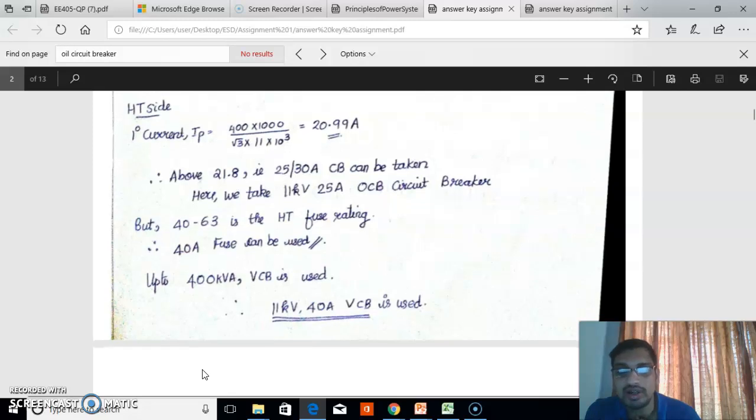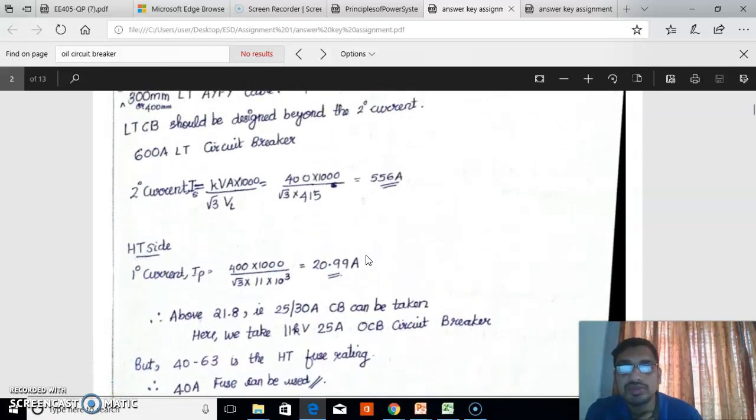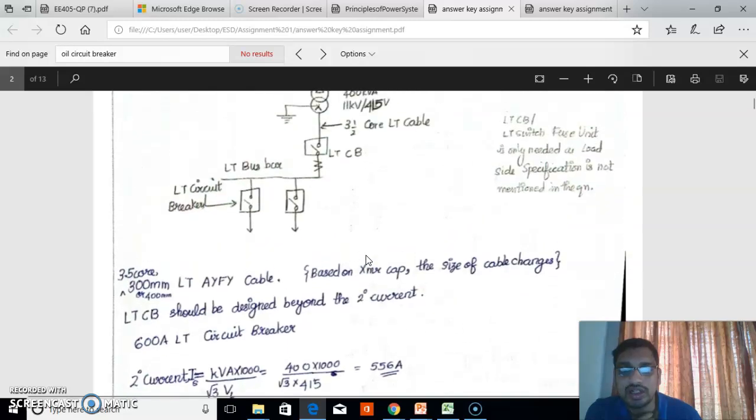One more thing: up to 400 kVA, we can use a VCB. Our given rating is 400 kVA, so we can use an 11 kV, 40 or 30 ampere VCB. Now coming to the secondary side of the transformer.